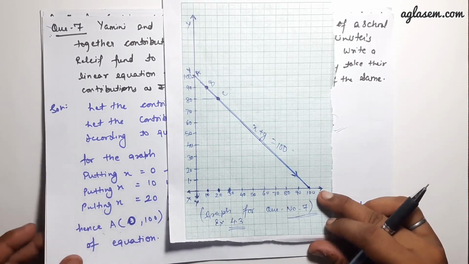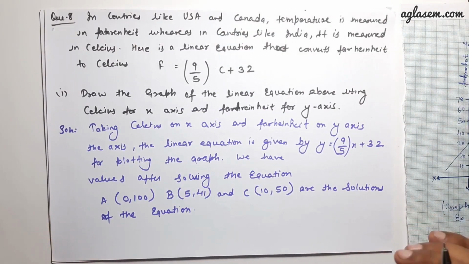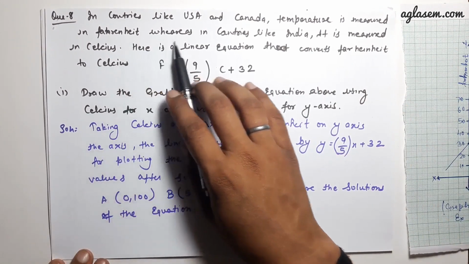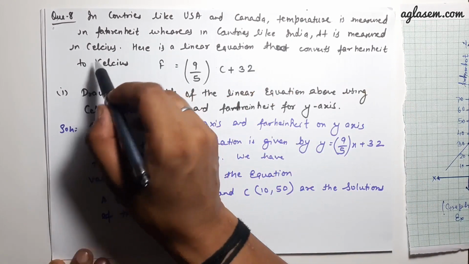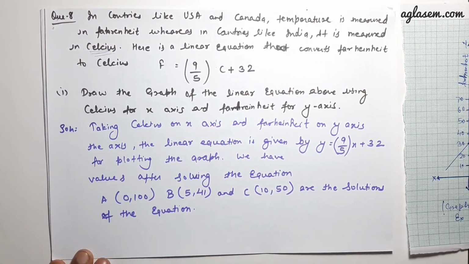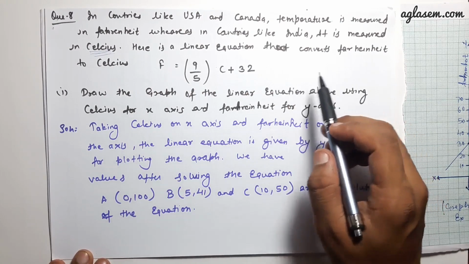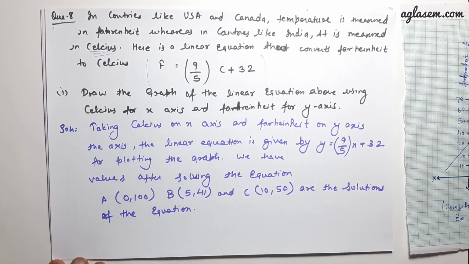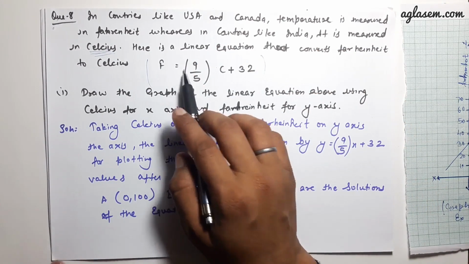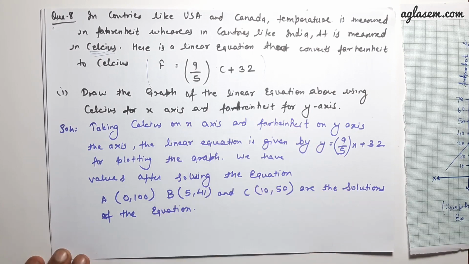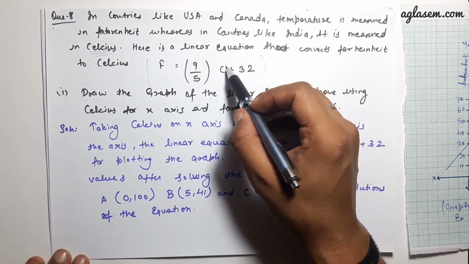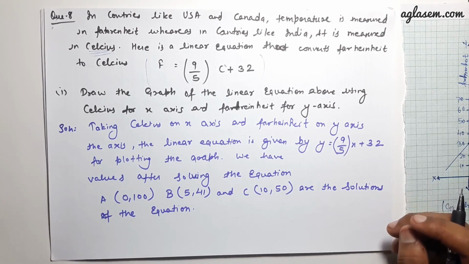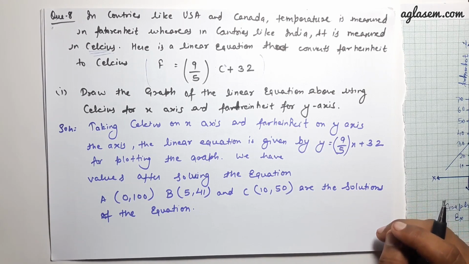So now let's come to the next question. In question number 8, in countries like USA and Canada, temperature is measured in Fahrenheit, whereas in countries like India, it is measured in Celsius. You guys all know, right? Here is a linear equation that converts Celsius to Fahrenheit: F equals 9 upon 5 C plus 32, where C is Celsius. Draw the graph of the linear equation above using Celsius for the x-axis and Fahrenheit for the y-axis.